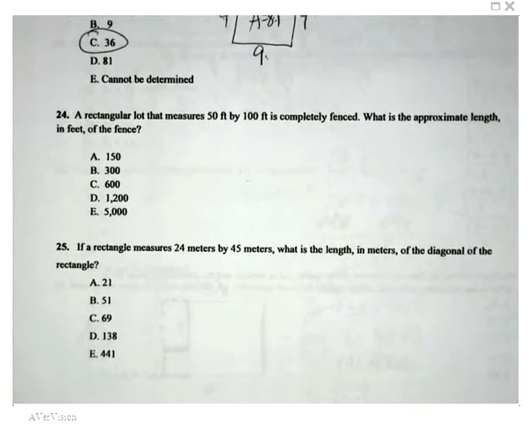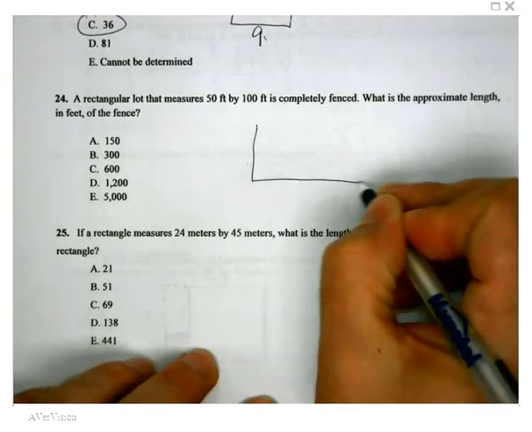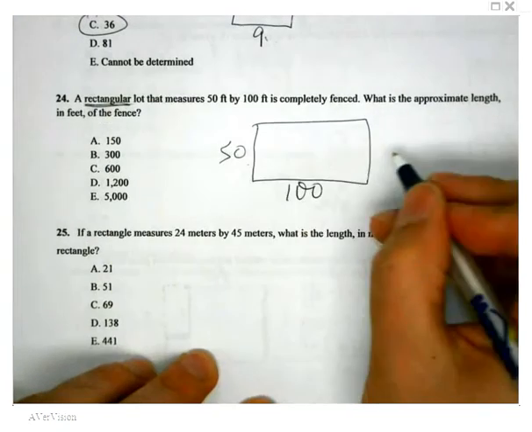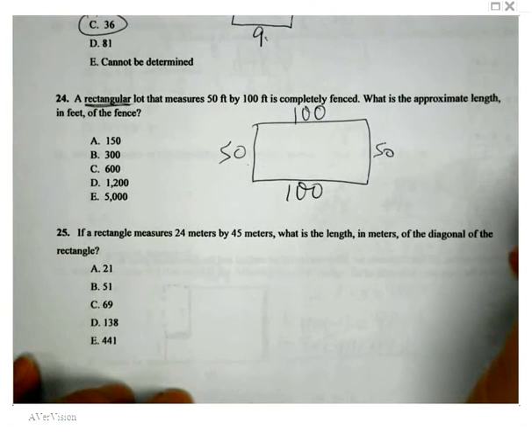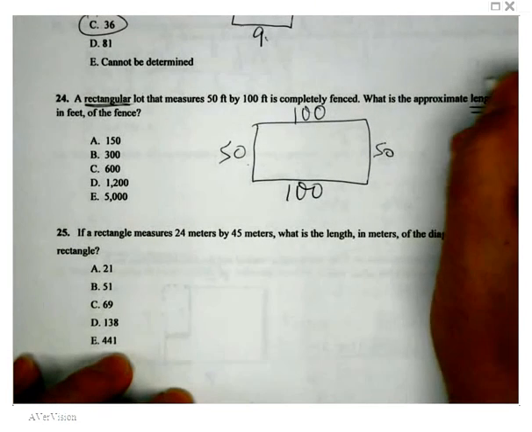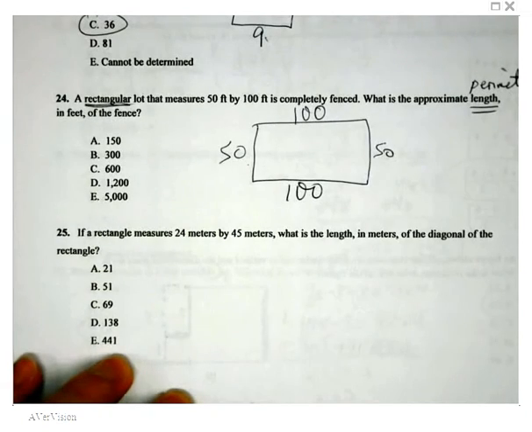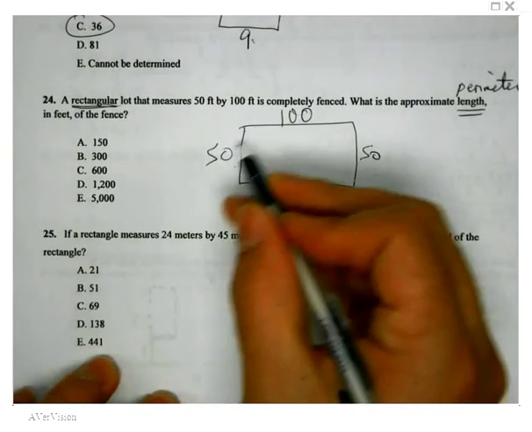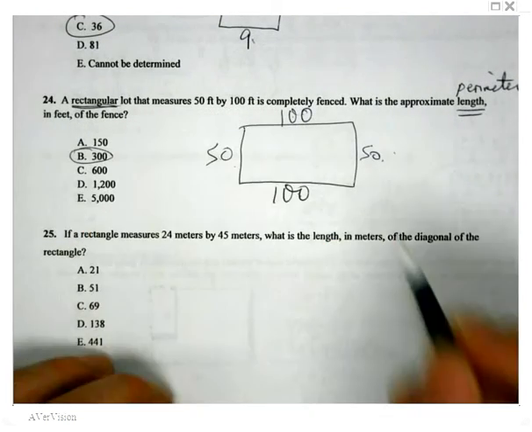24. A rectangular lot that measures 50 by 100 is completely fenced. What is the approximate length in feet of the fence? Okay, so 50 by 100, it says rectangular, which means the opposite sides will be the same. Length in feet of the fence. Length is the equivalent of perimeter. As my perimeter goes a little off the screen here, there it is. So add all of these up, 150, 250, 300.